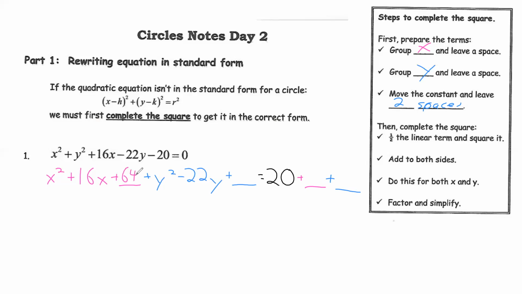Now, since I put that on this side of the equation, I can't just add a random number here. It's going to change that whole side of the equation. So over here, again, balancing it, I put the 64 in as well. For the other one, the b value, or the linear value, whatever you want to call it, we have negative 22. What's half of that? 11. And 11 squared?